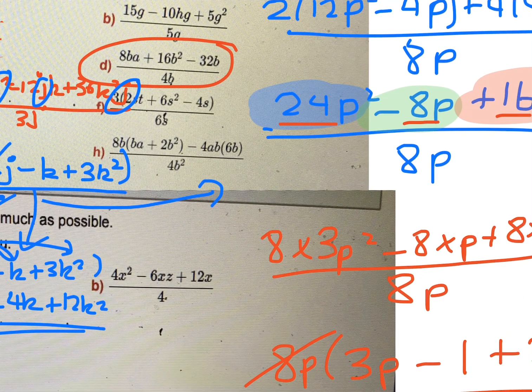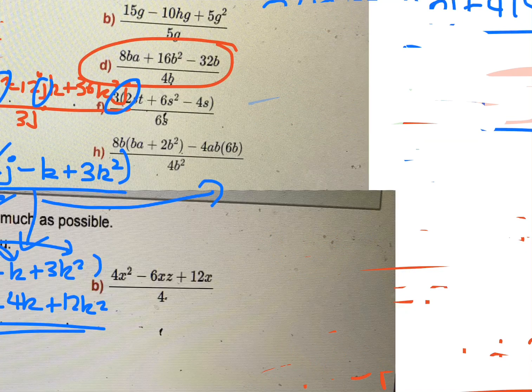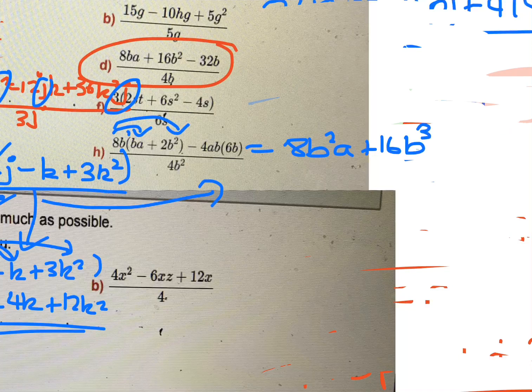You'll be doing similar things, like if you look at this very last one, h. Okay, so with h, so let's expand it. 8b times ba, b times b is b squared a. 8 times 2 is 16, so that's 16. B times b. Now, there are 3 b's there, so it's actually b cubed.